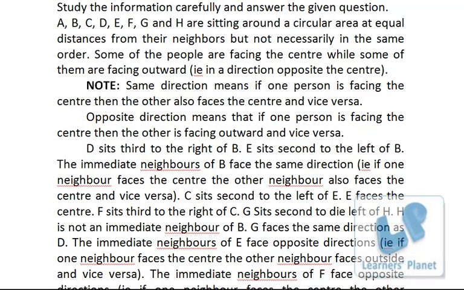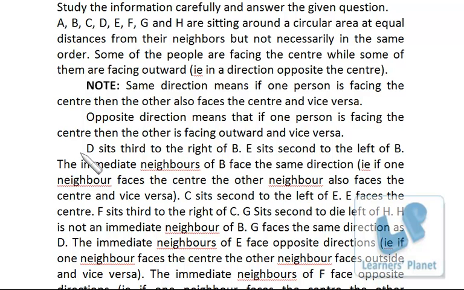Now we try this first set of questions here. A, B, C, D, E, F, G and H are sitting around a circular area at equal distances from their neighbors, but not necessarily in the same order. Some of the people are facing the center while some of them are facing outward, that is, the direction opposite the center. Here, the same direction means if one person is facing the center, then the other also faces the center, and vice versa. Opposite direction means if one person is facing the center, then the other is facing outward. Now this is the basic thing that has been given to us. The important information that will be helpful for us to solve this puzzle is from here, right?